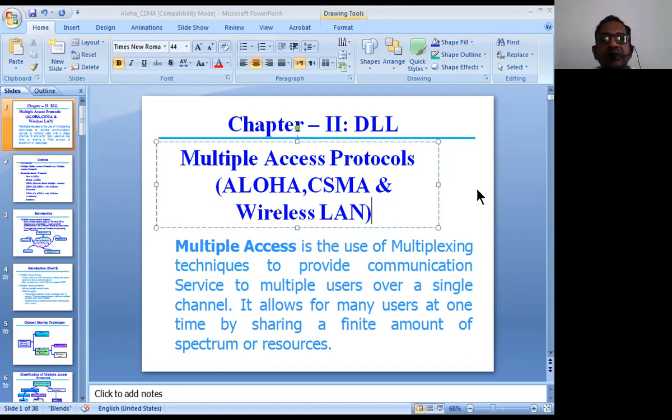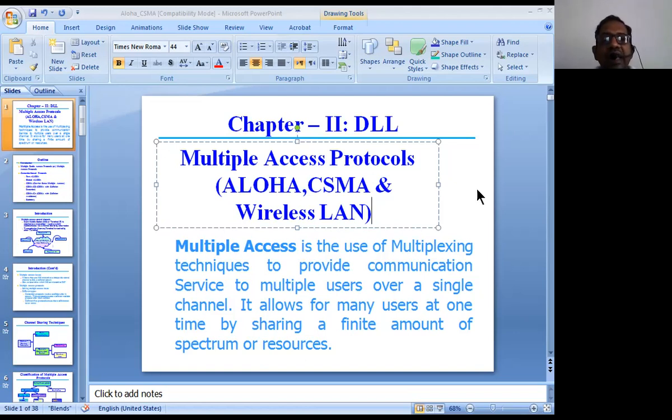Multiple access protocols are normally used whenever we need to access a shared resource. The situation is like a multiplexing operation. Basically, we know what a multiplexer is. A multiplexer is a digital electronic device normally used to connect multiple users to a single line. That is the basic usage of a multiplexing operation.